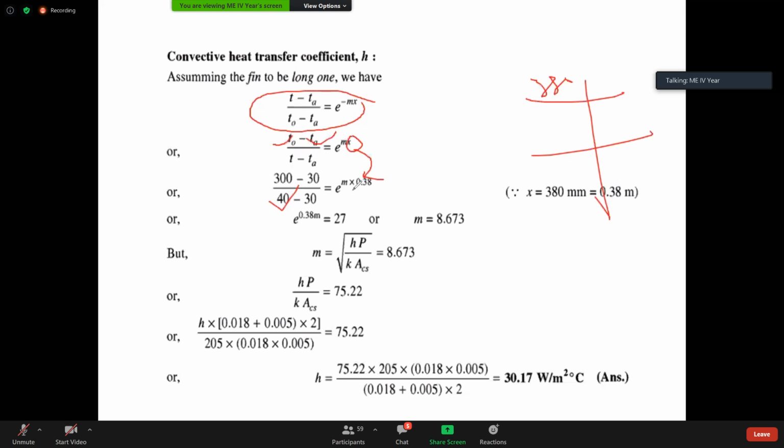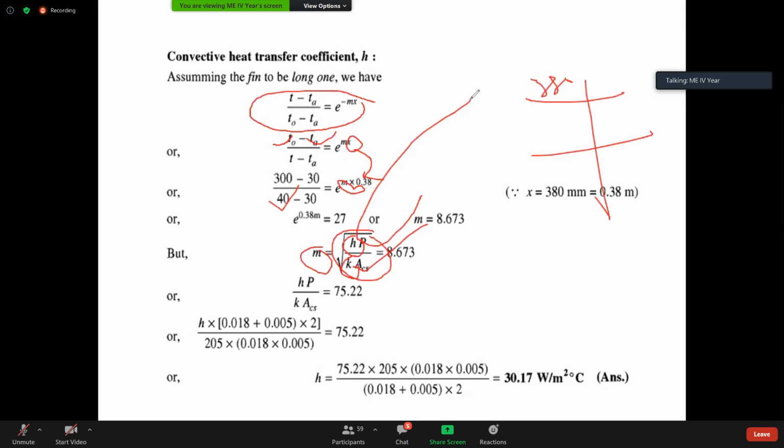What you need to calculate here is m. M is a constant. I know m is equal to root over hP by kA. Perimeter I can calculate, cross-sectional area I can calculate, and k is given. The only thing is h. That h is unknown. That's all.